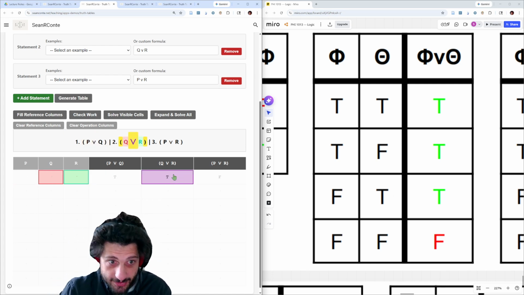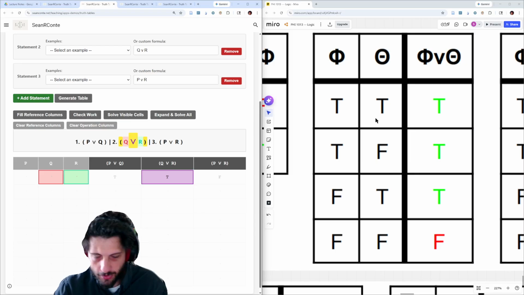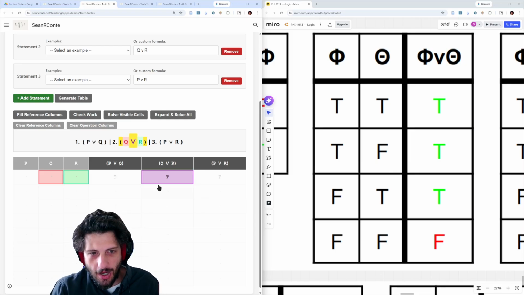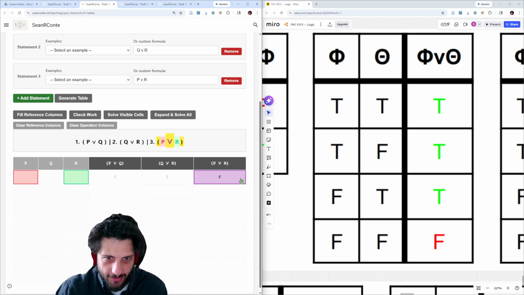And same thing with premise 2. I don't know what Q and R are supposed to be because, again, it could be Q is false and R is true, or R is false and Q is true, or they're both true. So I only want to put in values when I'm forced to do it. And that's what's happening over here.